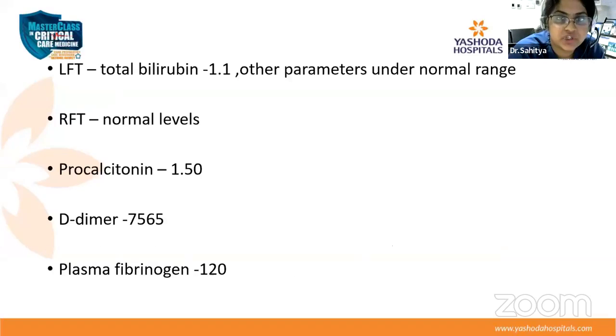Next slide, the liver function test: the total bilirubin is 1.1 and other parameters were in the normal range. The SGOT, SGPT, ALP, everything was in the normal range. Renal function tests were also normal when the patient presented. The procalcitonin was done, which was 1.50. D-dimer was 7,565 and the plasma fibrinogen was 120.